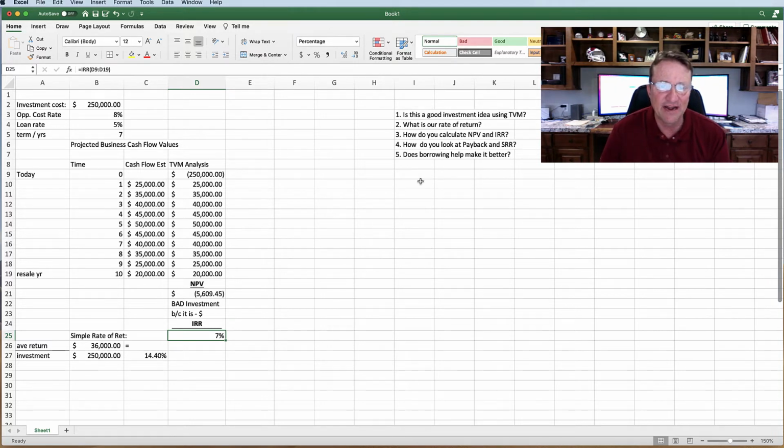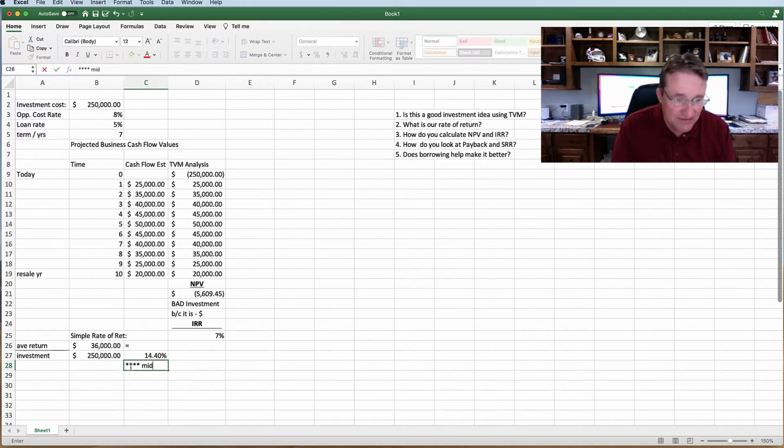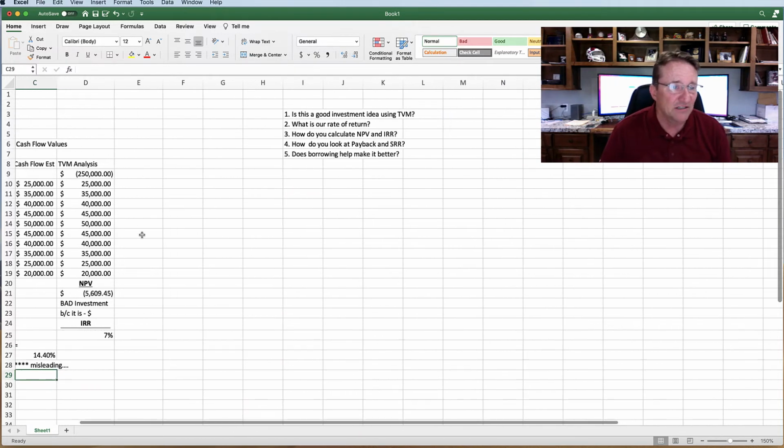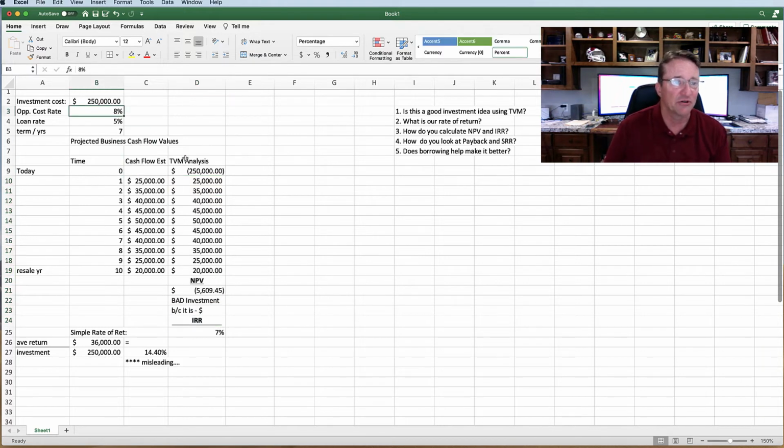Let's see here. How do you look at payback period and simple rate of return? Well, I've already looked at simple rate of return, and it showed us that 14.4% is a really good return. But that's kind of misleading. If you're taking notes, hopefully you are, it's misleading because it doesn't account for time or risk. This accounts for time, and it accounts for the risk, the opportunity cost.